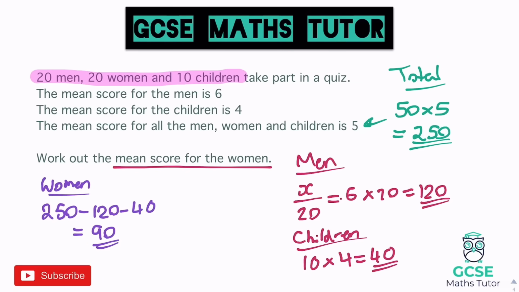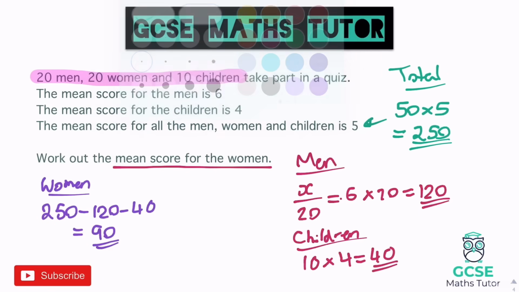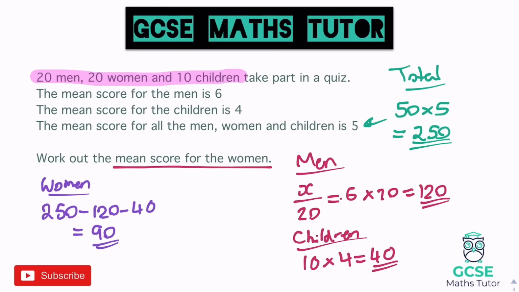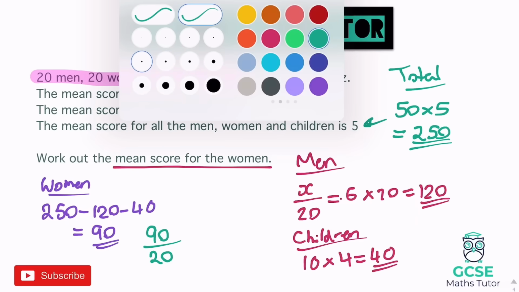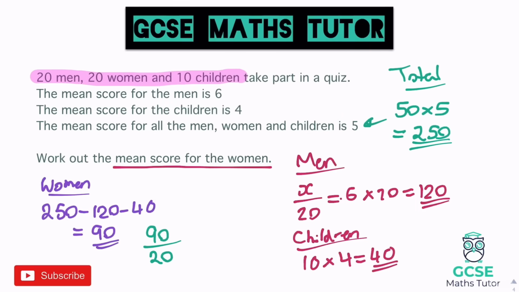So the women scored a total of 90, and it says that there are 20 women. So to work out the mean for them, we've got 90 is their total score divided by 20. And again, it depends whether you have a calculator or not here, but even if you don't, we can do this one. We can cancel off the 0 top and bottom, and it's 9 over 2, or 9 divided by 2, which is 4.5.